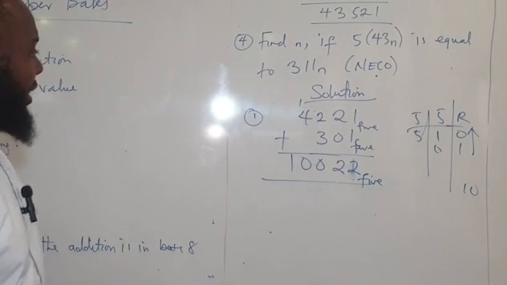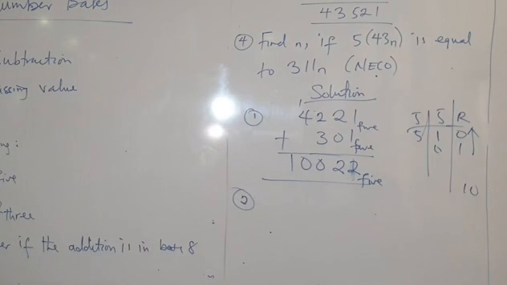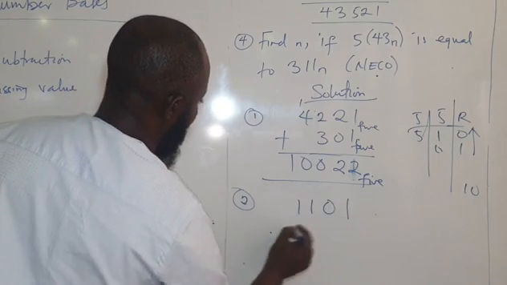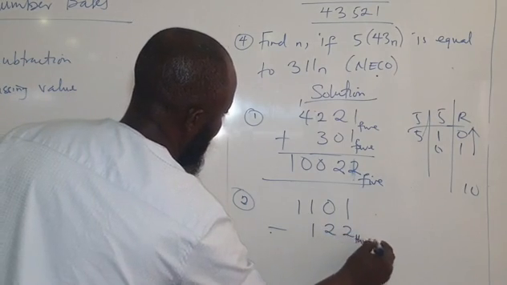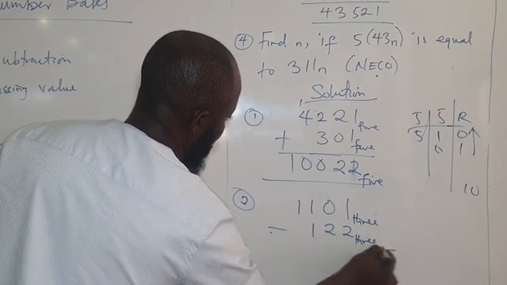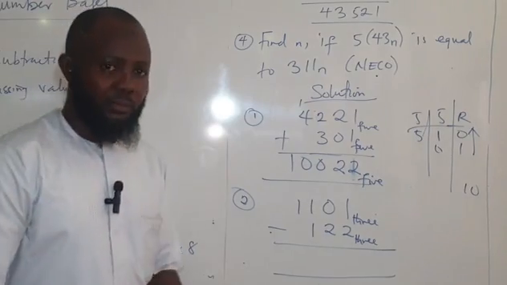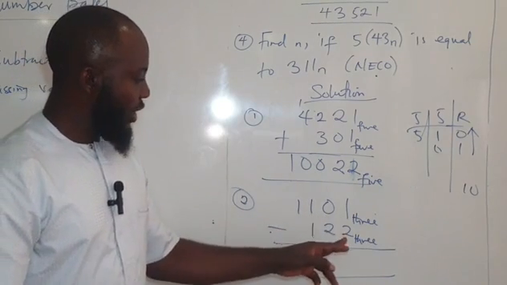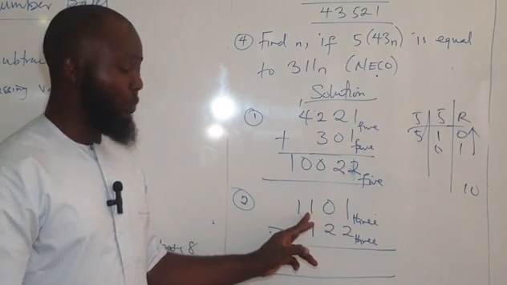Right. So if that is the case, let's move to number 2. Number 2, we have 1101 minus 122 in base 3. So 1101 minus 122, all in base what? Base 3. In base 3. So what are we going to do here? So we want to subtract. Now, this is it. We cannot subtract 2 from 1. We have to borrow from this. This is 0, we can't. We have to borrow from it.